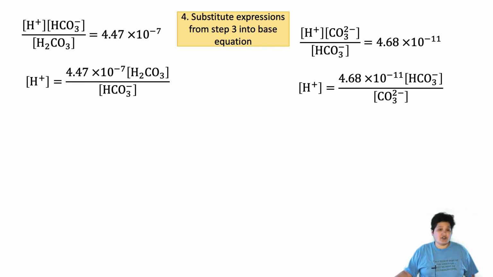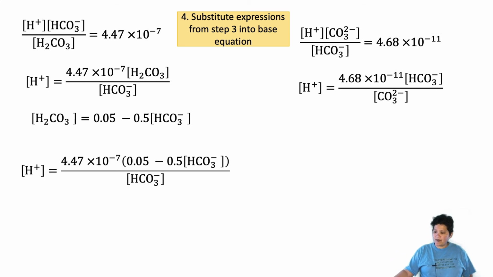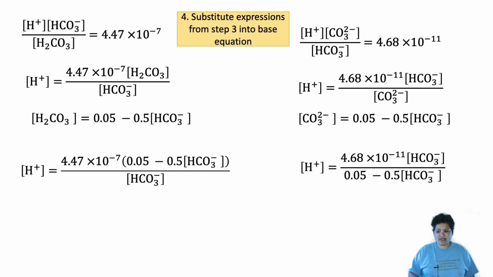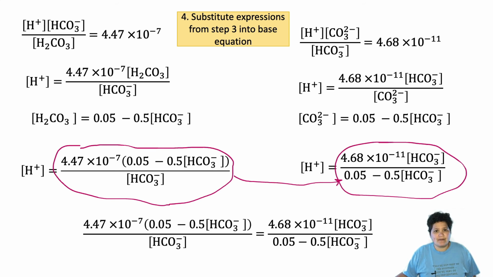And we have expressions for those in terms of bicarbonate. So the one for carbonic acid looks like this. We can rearrange it. So H plus looks like this. The Ka2 expression, we've got carbonate in there. Carbonate concentration equals this in terms of bicarbonate. And then H plus is going to look like this. And then since these both equal H plus, this equals that. And so we can set those two expressions equal to each other because they're both equal to H plus. And now we have an equation that's just bicarbonate and constants and nothing else. And so now we can solve for bicarbonate.